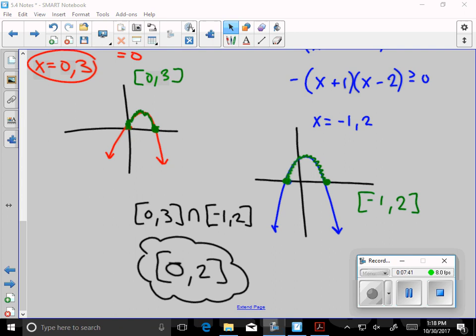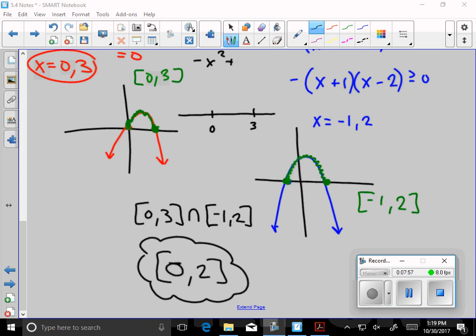So this same process can be done in just a different way. I could use what's called testing number lines. I know that at 0 and at 3, this function, negative x squared plus 3x, would be greater than or equal to 0 at those two points, right? Equal here, equal here.